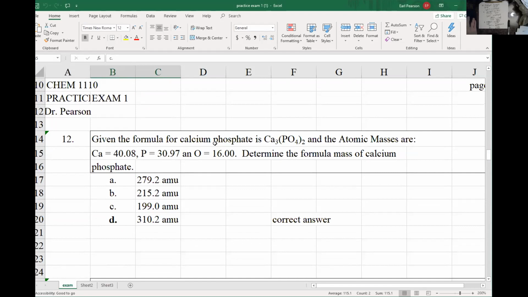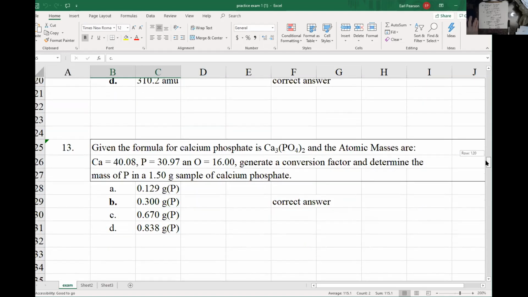Now this one, a formula weight, that's just straightforward. Again, you're going to take 3 times calcium. There's the calcium atomic weight you're to use. You're going to have 2 times 1 phosphorus. That's the atomic weight you use. 2 times 4 is 8 times 16. That's the oxygen. Add them all together, you get 310. So I don't think anybody would have had trouble with that one either.